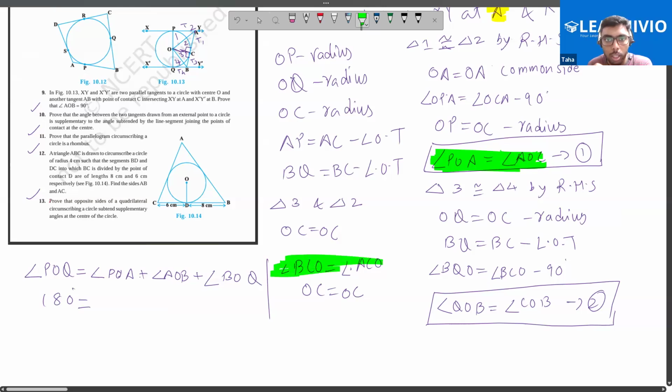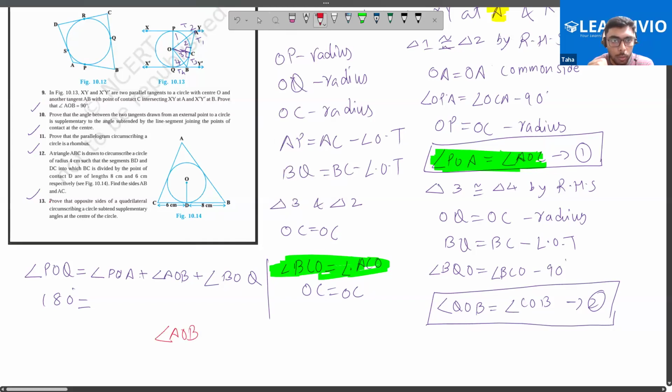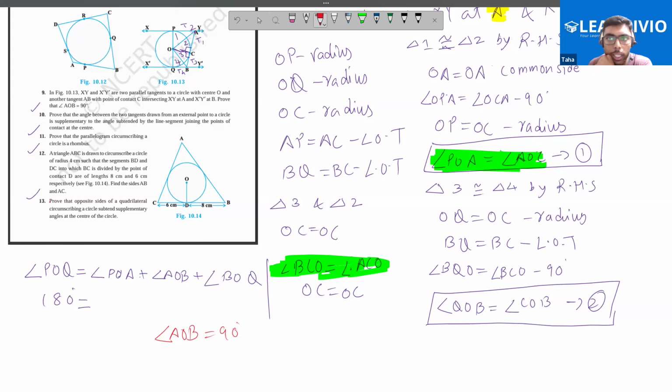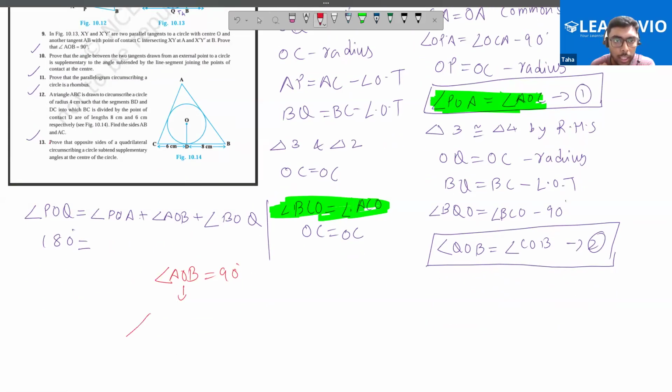Okay, so we were here, we were supposed to prove that they were equal and these two. So angle AOB is equal to 90. That is what we were supposed to prove. And we had proved these two things. And we can see here that angle POA is equal to angle AOC and angle BCO is equal to angle ACO, right? And what can we write about angle AOB?